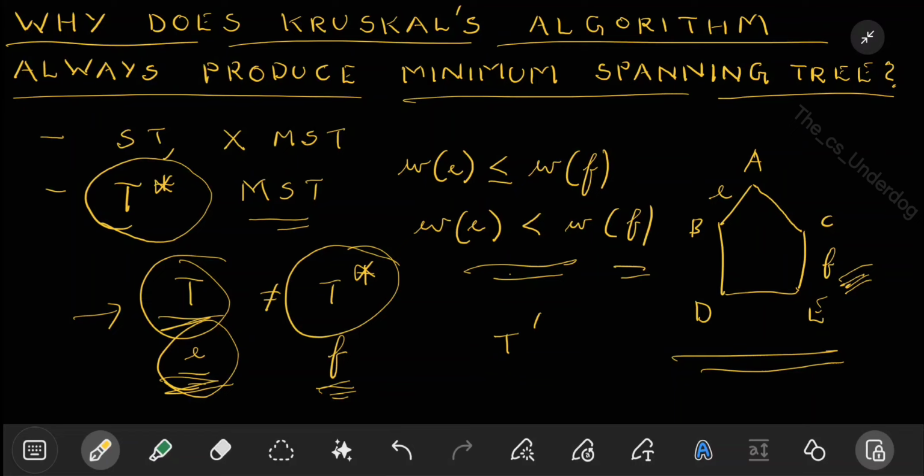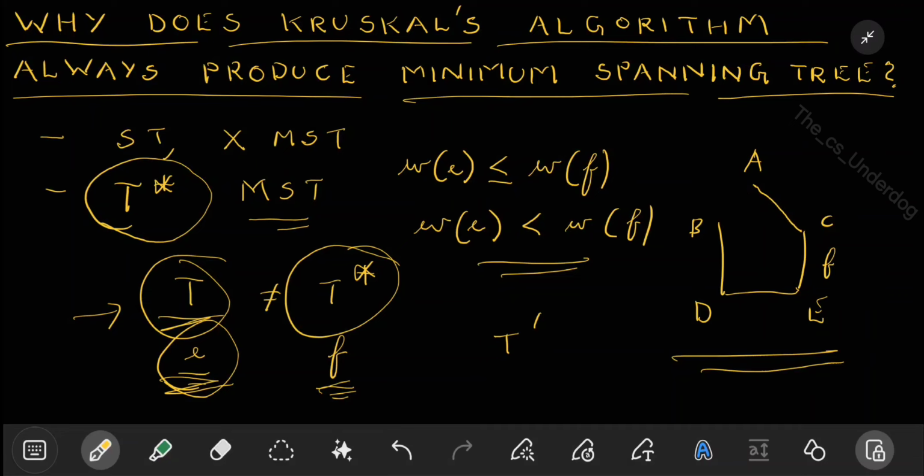Just think about it, why this is right. I'm telling you that if it is the case that weight of E is less than weight of F, then replacing the edge F with edge E in T star. You know E is not present in T star, but F is present in T star.